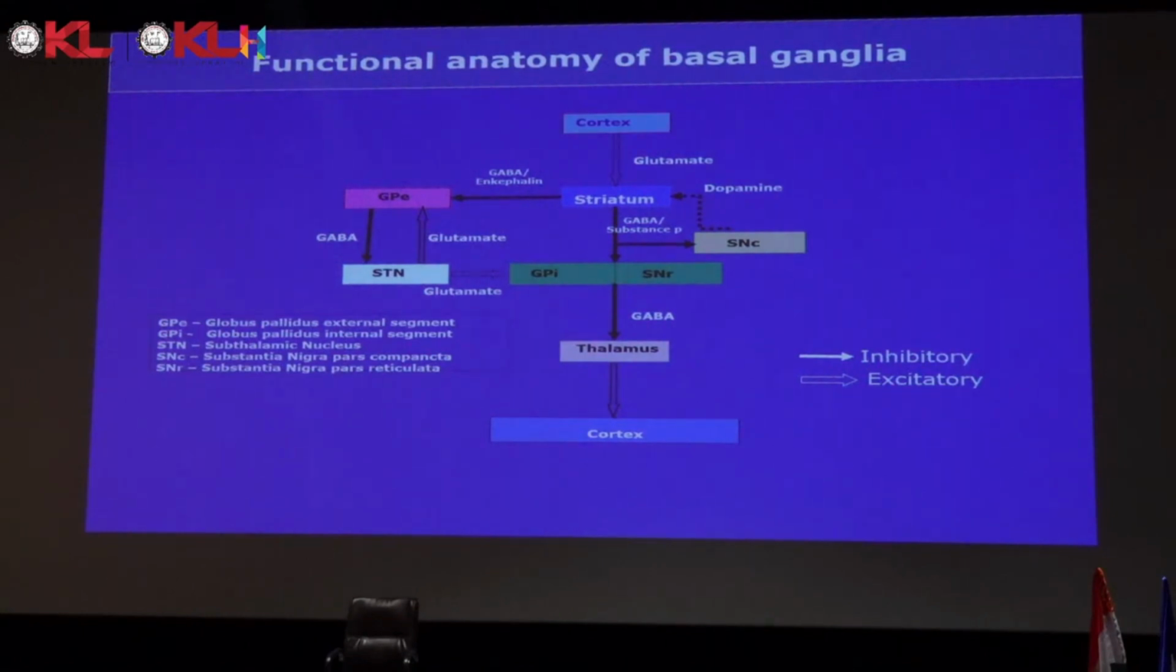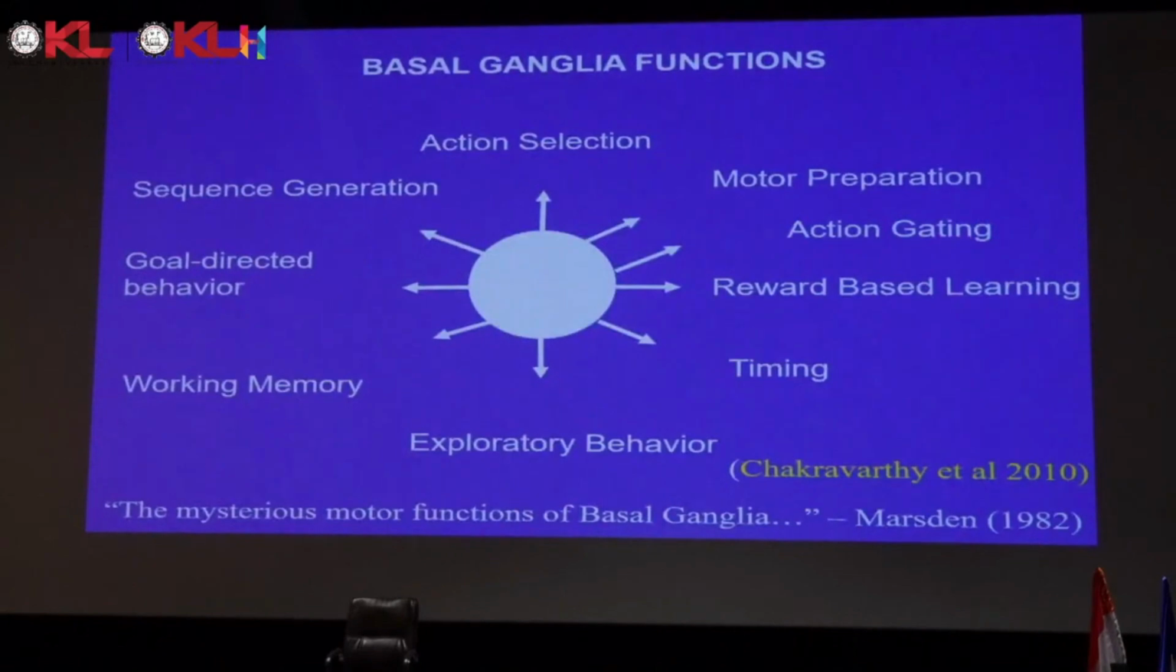There's a direct connection between striatum and the output, and therefore that is called the direct pathway. And then there's a longer route from striatum to GPi or SNr, and that goes via GPe and the subthalamic nucleus. Yesterday there were talks on DBS, and STN is an important target for DBS. So this longer pathway is called the indirect pathway. Everything then returns to cortex via thalamus.